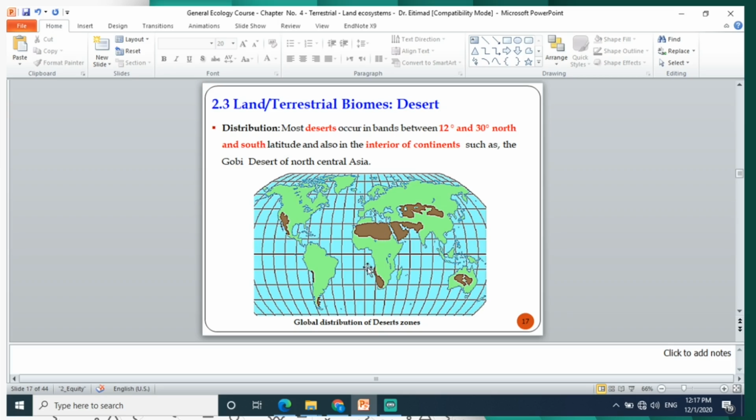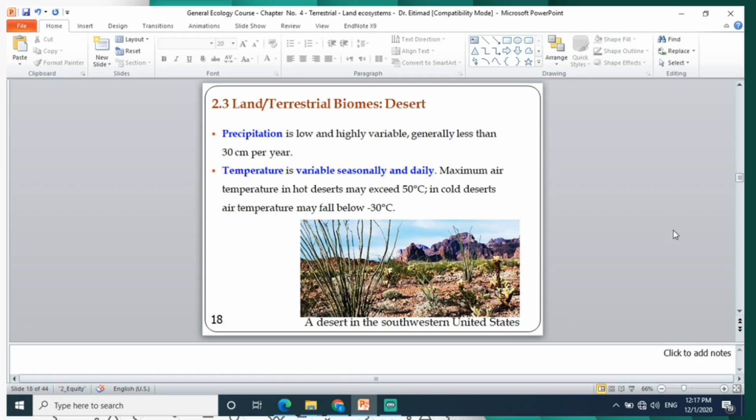the desert in Africa and in Asia and in America, North and South America, in Australia and South Africa. And there are also some other deserts, such as the Gobi desert of North Central Asia. It is characterized by low precipitation and variable temperature seasonally and daily, even the variation between the season and the day. The maximum temperature can exceed 50 or can drop to minus 30 degrees centigrade.